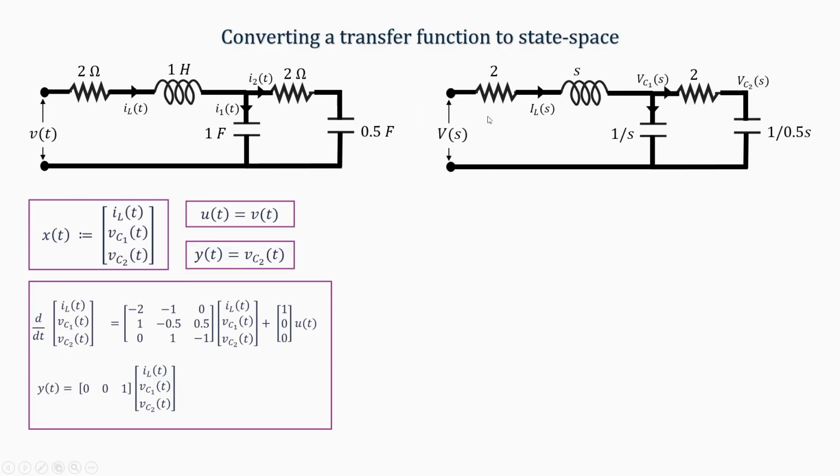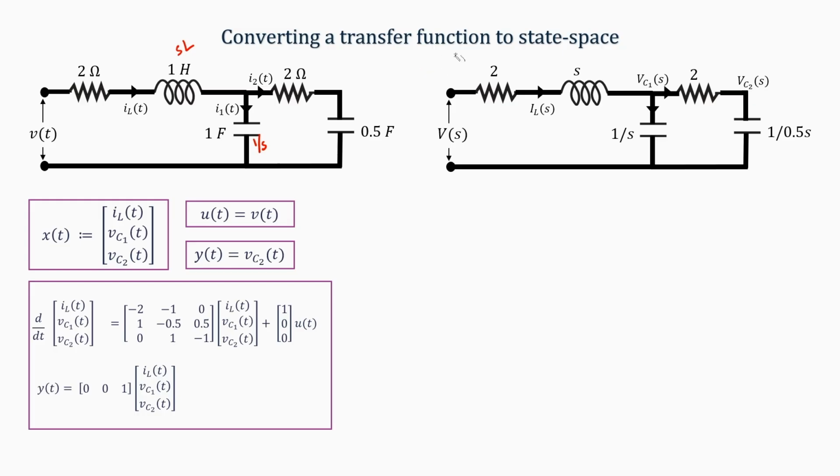So, to find out the transfer function of the system, I have converted this electrical circuit to its Laplace domain. How do you do that? This resistor becomes 2, this inductor is sL, the impedance is sL, so this becomes s. This is a 2 ohm resistor, so it is 2. This is a 0.5 farad capacitor, so this is 1 by sC, C is 0.5, so 1 by 0.5s. And here it is 1 by s, C here is 1. So, this is 1 by s.